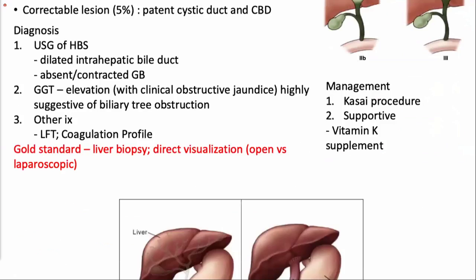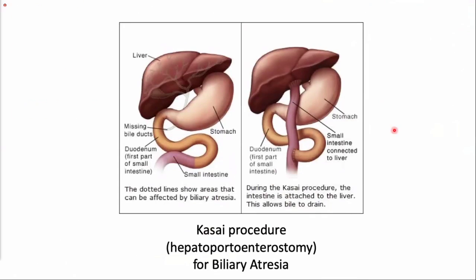So Kasai procedure is actually this one, hepatoportoenterostomy. This is covered more in pediatric surgery. Basically we create the anastomosis, so we directly communicate the duodenum with the ileum with the porta hepatis, and also the distal part of the duodenum will do the end to side anastomosis with the ileum.